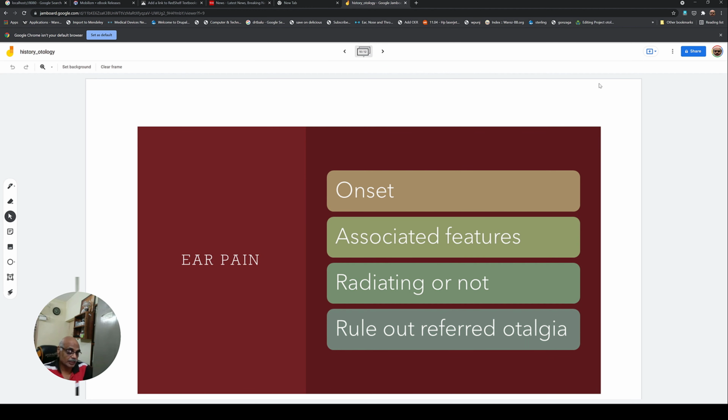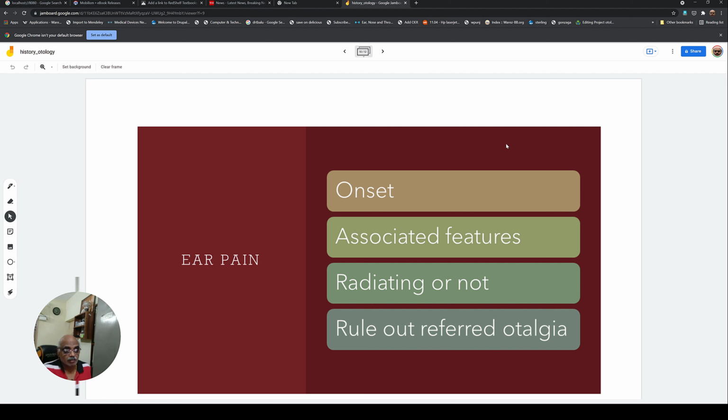Next comes the pain, ear pain, or technically you can use the term otalgia to indicate ear pain. Again, here we should ask about the onset of the pain and associated features, whether the patient has ear discharge along with the pain, or whether the pain preceded or followed the discharge, which I have already been stressing. And then you need to ask whether the pain is radiating to the jaw, to the teeth, or to the eye. So all these things should be sought.